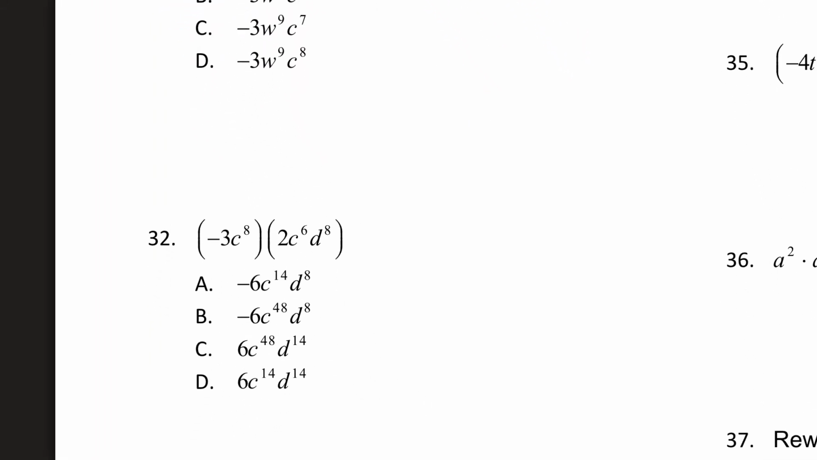Very similar problem next. This one has 2 coefficients though, negative 3 and 2. We're multiplying; that's the invisible symbol in between. Negative 3 times 2 is negative 6. And then C's, we have a couple of those: 8 and 6. So that's 14 C's total, C to the 14th. And finally, we have 8 D's here. Nothing will be added to that. It will just remain as D to the 8th, which once again is A as our answer.